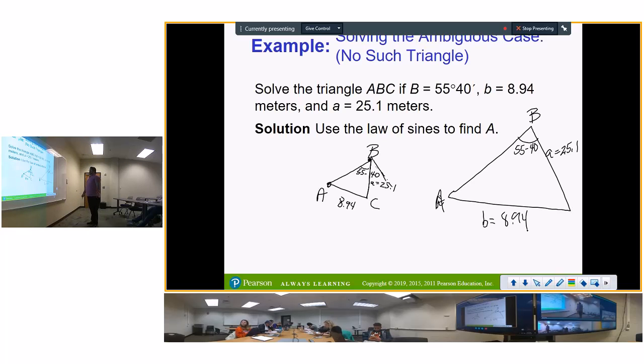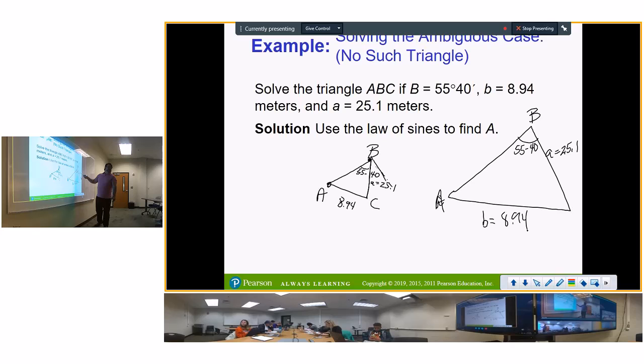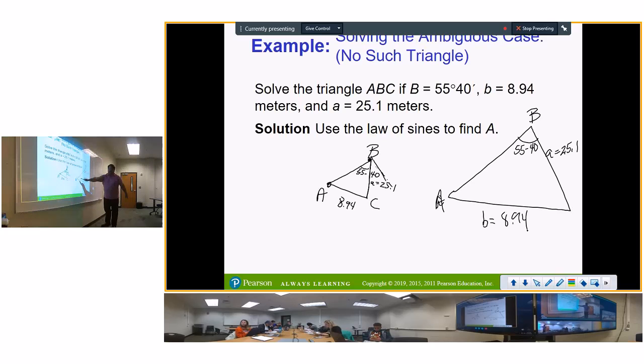So now, what am I going to find? Well, the first thing I'm going to need to find is angle A, right? Because I don't have angle A. I've got side a, so I can find angle A. I've got these two guys, so I can find angle A first. And that's probably what you should do.